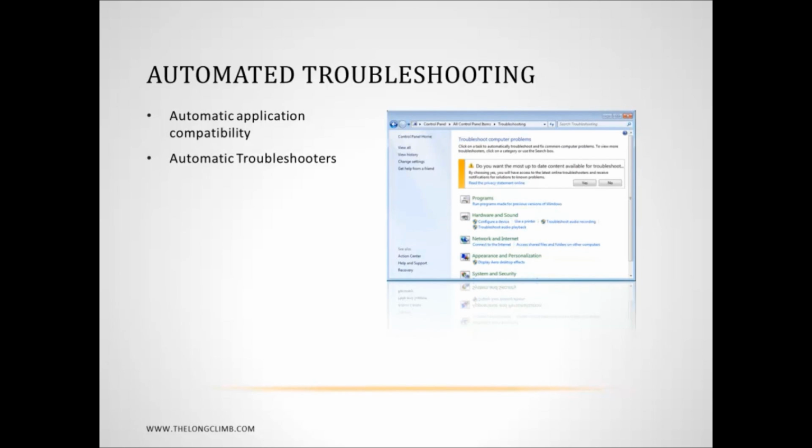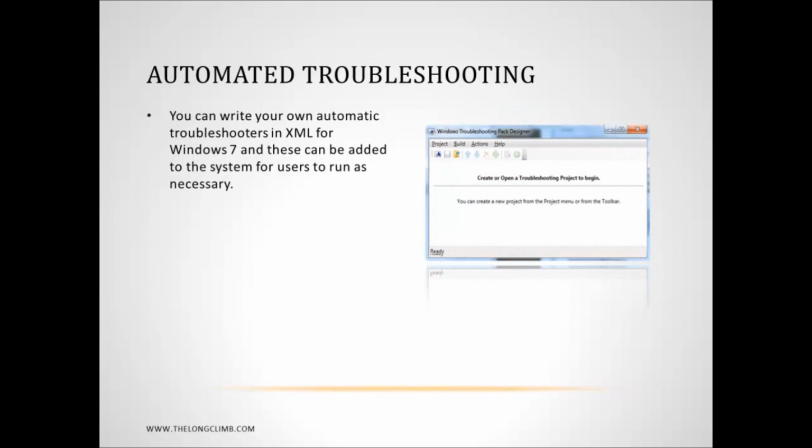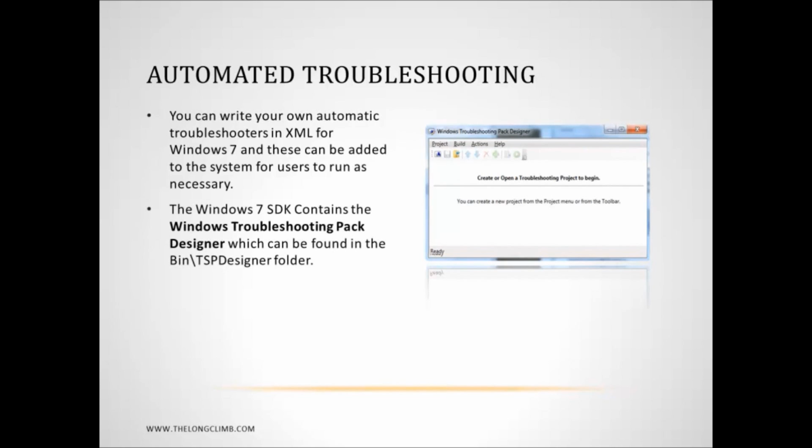But one of the best things about the automatic troubleshooters is that you can add your own. If you can program in XML, then you can write your own automatic troubleshooters to add to this for your own bespoke software or hardware. And in order to be able to do this, you need to get the Windows 7 Software Development Kit, and you'll see in the bin/TSP Designer folder there is a Windows Troubleshooting Pack Designer, and you can use this to build your XML troubleshooters for Windows 7.